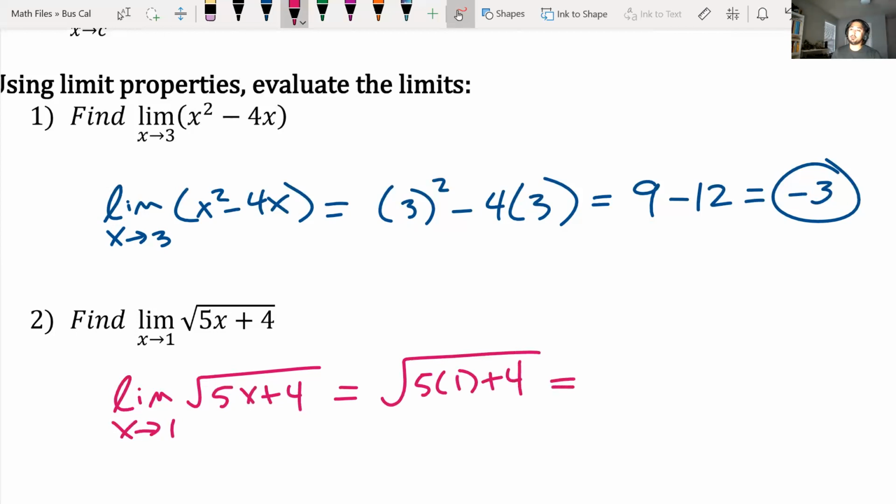You plug in 1, you get the square root of 5 plus 4, which gives you the square root of 9, and our limit value is just 3.